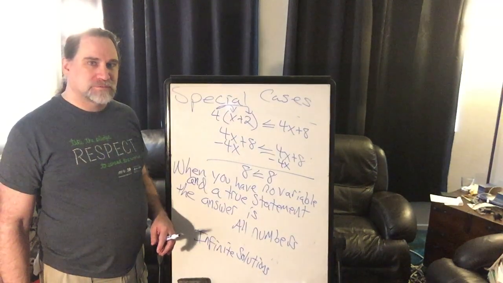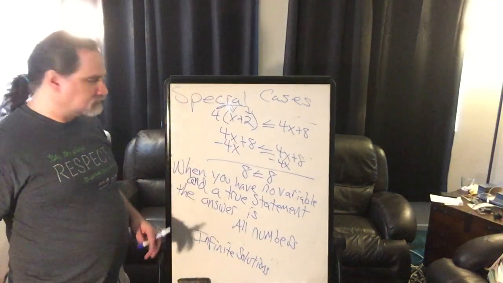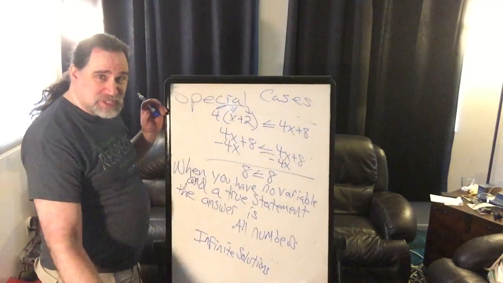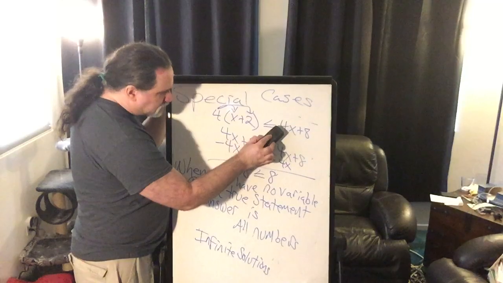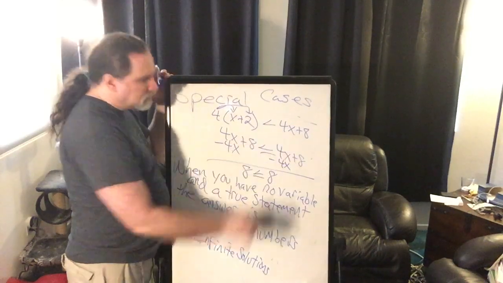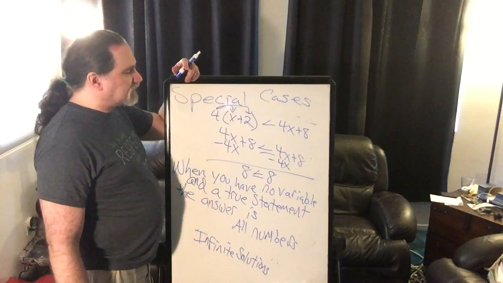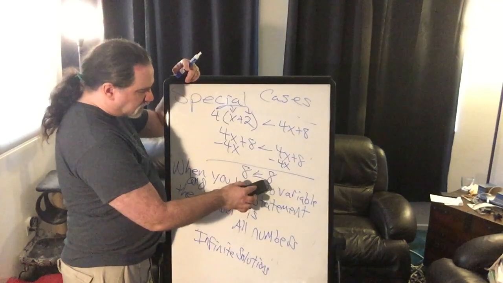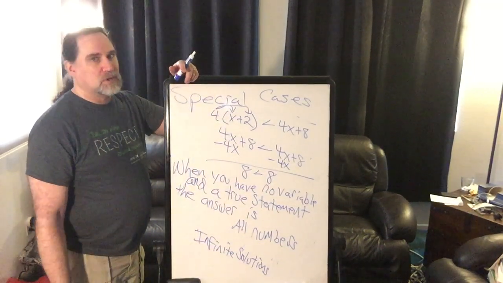Okay? So that's one of the situations. Now watch this. This is all it takes for this thing to change. Same situation, except we're not going to be equal to. 4 times x plus 2 is less than 4x plus 8. So if I take that off, when I subtract, is 8 less than 8? No, we just said that.